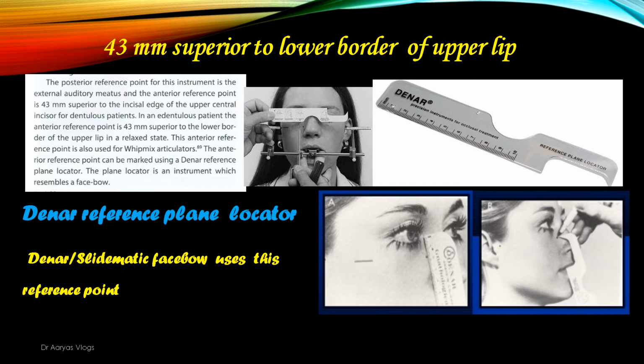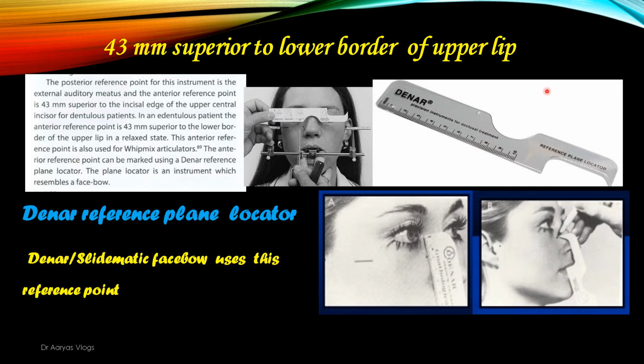Next point is 43 mm superior to the lower border of the upper lip. Here, the anterior reference point is 43 mm superior to the lower border of the upper lip. For dentulous patients, it is 43 mm superior to the incisal edge of the upper central incisor. In an edentulous patient, the anterior reference point is 43 mm superior to the lower border of the upper lip in a relaxed state.